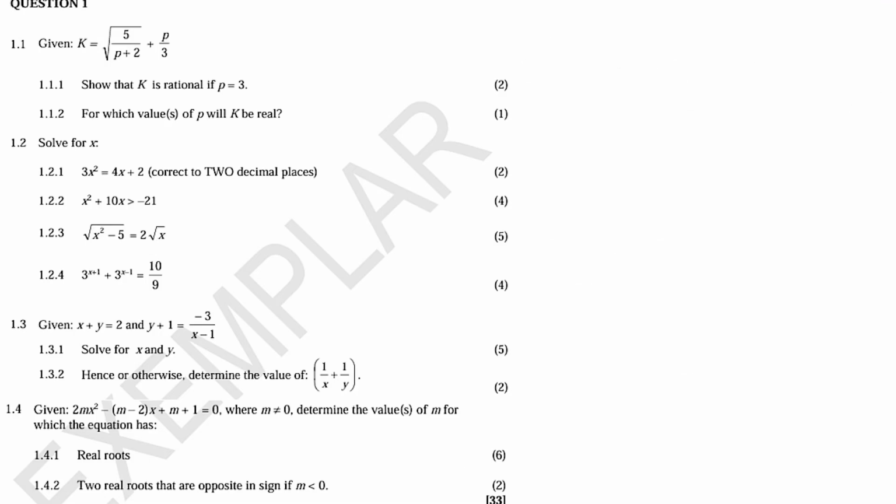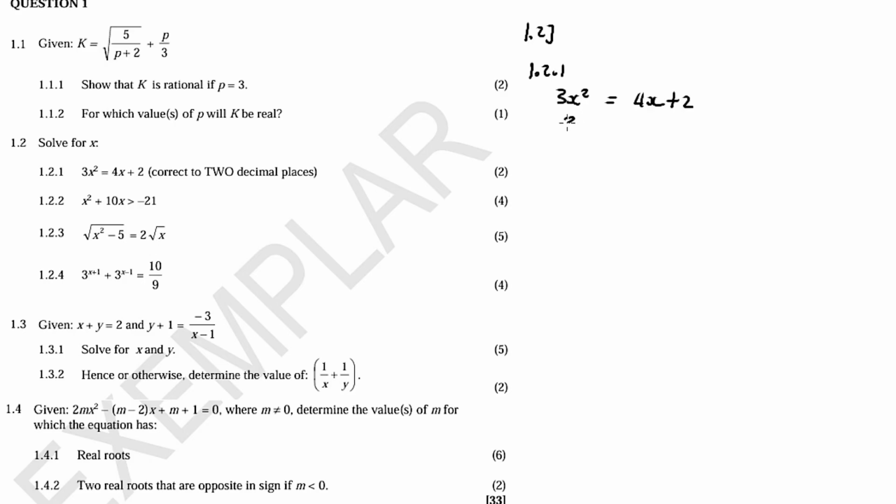Okay, 1.2. We are solving for x. Now we're getting into equations: quadratic inequality, surd equation, exponential equation, simultaneous, and the nature of the roots. Alright, let's look at 1.2.1. We are given 3x squared is equal to 4x plus 2.